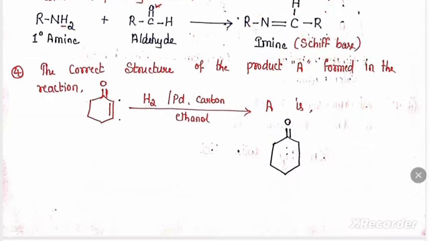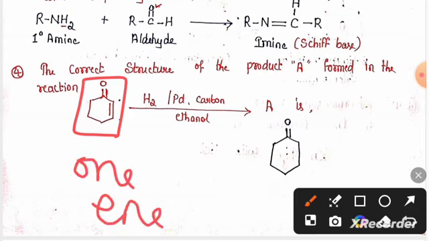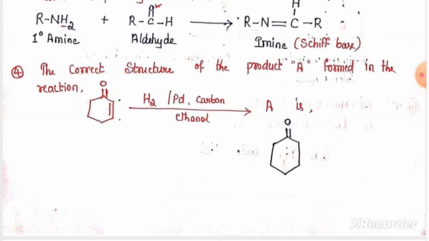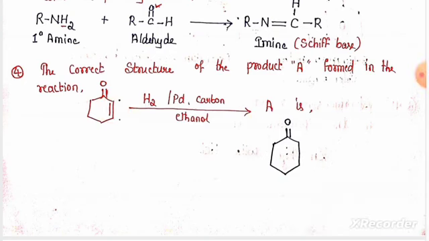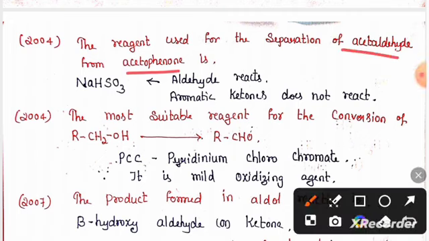The correct structure of the product A is, so here there is one cyclohexenone, where you can find a keto group and a double bond, en also, in cyclohexene. On reduction you can find cyclohexanone. You can find the addition of hydrogen atoms across this carbon-carbon double bond in the cyclohexene ring to get cyclohexanone. The product is cyclohexanone. The reagent used for the separation of acetaldehyde and acetophenone.